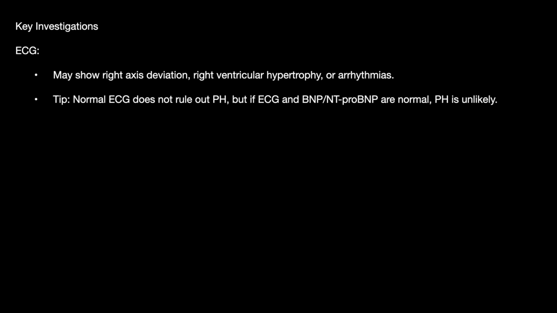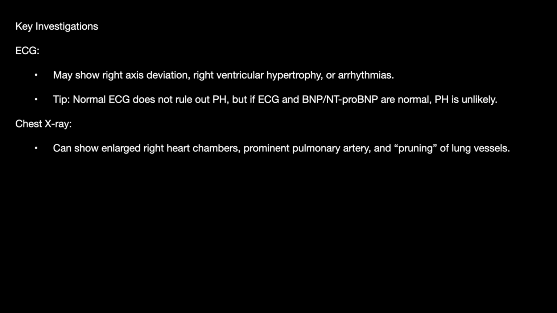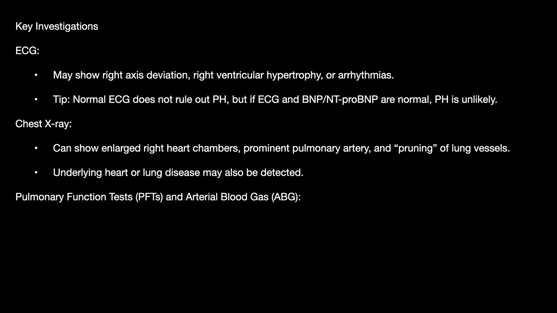So the key investigations, once you see someone with these signs and symptoms: the first is ECG, which will show a right axis deviation and right ventricular hypertrophy, even arrhythmias. A normal ECG doesn't rule out pulmonary hypertension, but if the ECG and the BNP are normal, then PH is unlikely. Chest X-ray can show enlarged right heart chambers, a prominent pulmonary artery, and pruning of the lung vessels. Underlying heart and lung disease may also be detected.